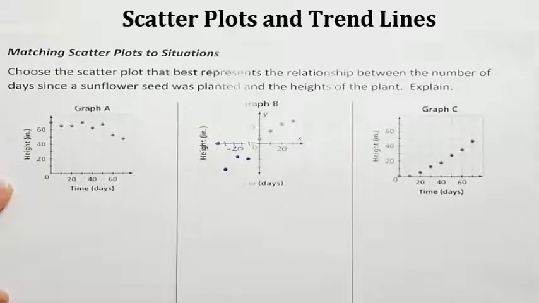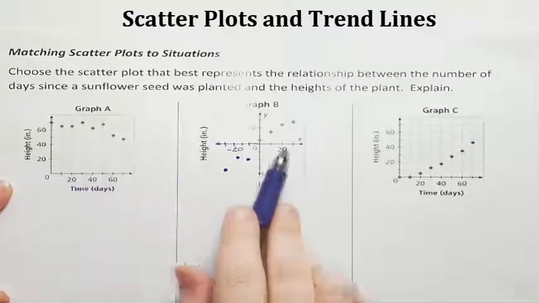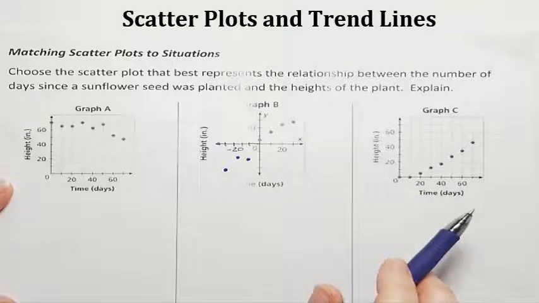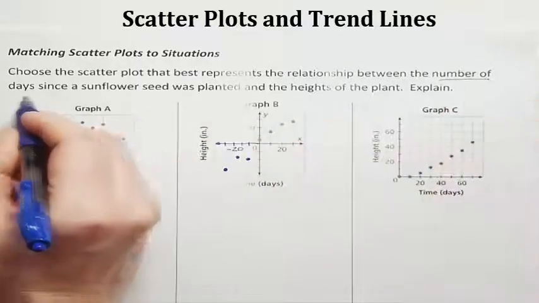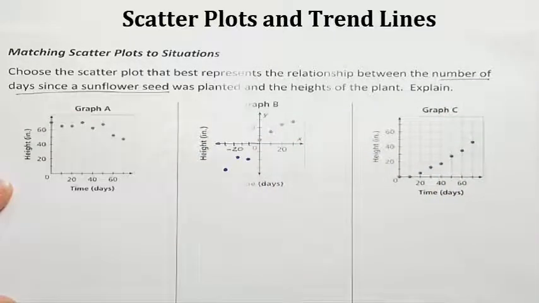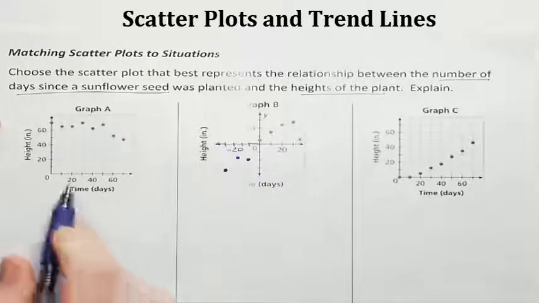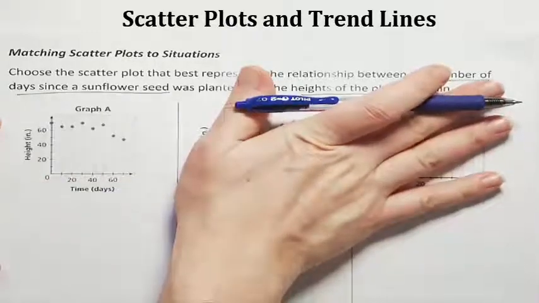So now we have a problem where you are being asked to choose which scatter plot best represents the number of days since a sunflower seed was planted, comparing that to its height. So first I want to look at each one individually and look at the story that graph is telling. So looking at this and ignoring these guys.